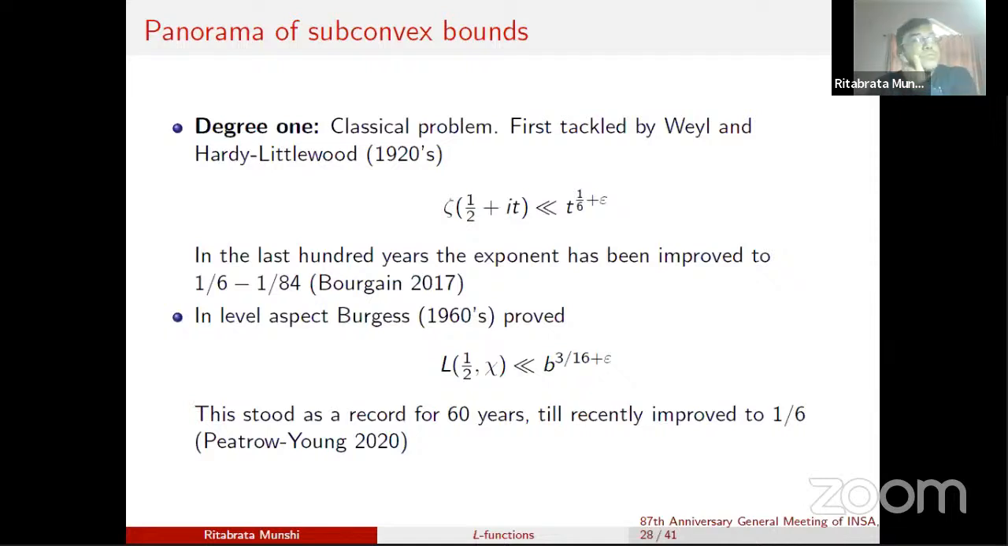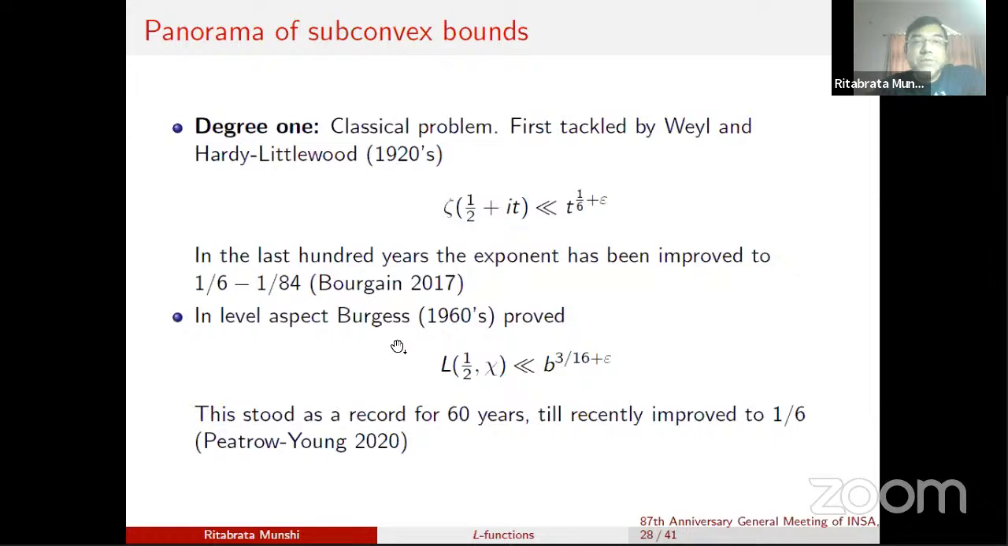So till now we know a lot about subconvex bounds. It's really a classical problem that dates back to 1920, when Weyl, Hardy, and Littlewood proved the first subconvex bound for the Riemann zeta function: T to the power 1/6, where T to the power 1/4 was the convexity. In the last 100 years this has been improved a little bit, 1/6 minus 1/84. It's not that we didn't try, we really tried hard, but it's quite difficult to go beyond 1/6. Breaking 1/6 is called breaking the Weyl barrier, and it has turned out to be quite difficult.